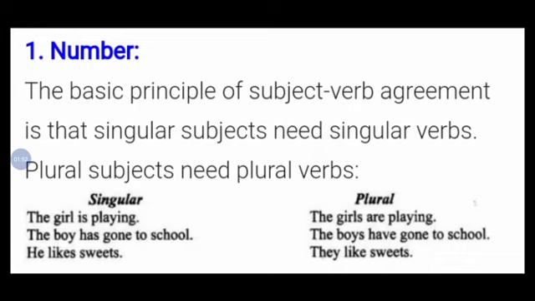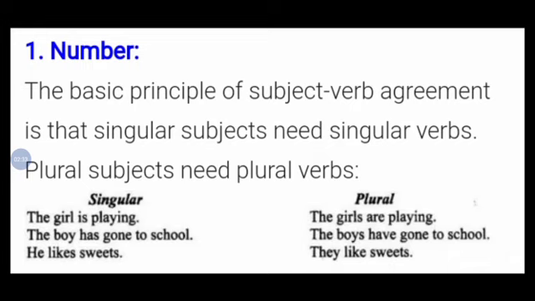Second example, singular. The boy has gone to school. The boy is the singular subject, so we need to take here the singular verb. Have is the verb first form, so here we need to take verb s or es. So has, the boy has gone to school. Plural, the boys have gone to school. He likes sweets, and it's plural, they like sweets. So here it is clear that the singular subject takes the singular form of the verb and the plural subject takes the plural form of the verb.